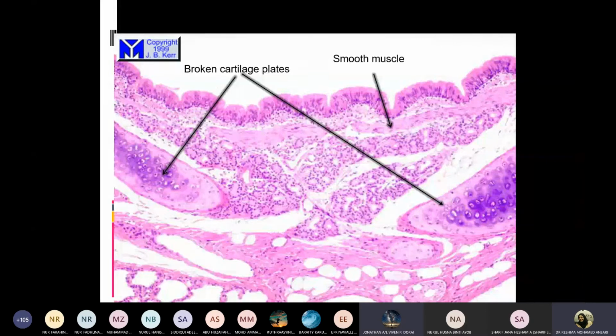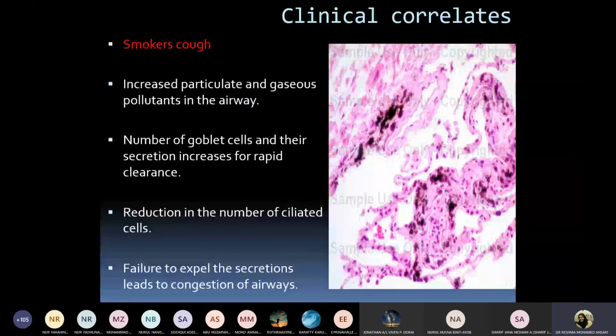Yes. So the clinical correlate here is smoker's cough. Smoker's cough is because of a lot of particulate and gaseous pollutants in the airway. When there is nicotine going inside, when the person is vaping, or a lot of particulate matter is going inside, your body will tell the goblet cells to secrete more mucus to keep on removing it. But what happens is these toxins in the nicotine or in the cigarette smoke reduce the number of ciliated cells or cause destruction of the cilia.